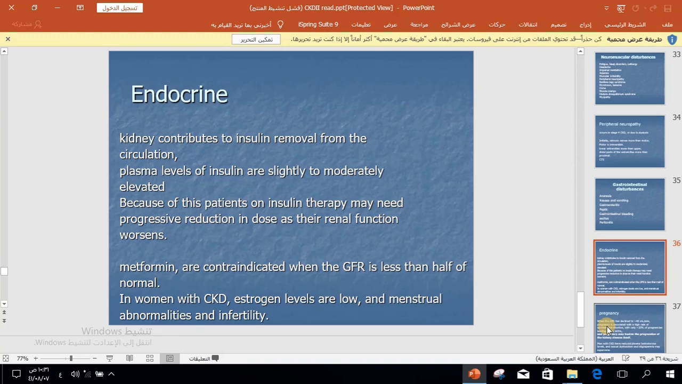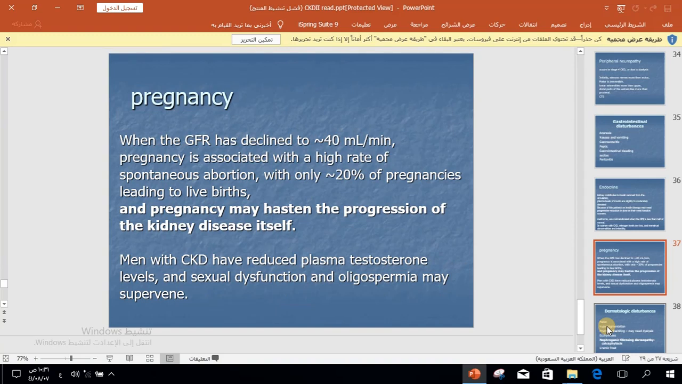In women, CKD leads to decreased estrogen levels, menstrual abnormalities, and infertility. It also affects pregnancy, and pregnancy affects CKD. Pregnancy may lead to progression of CKD, and this is considered a high-risk pregnancy. CKD itself can lead to abortions and maternal mortality and morbidity.